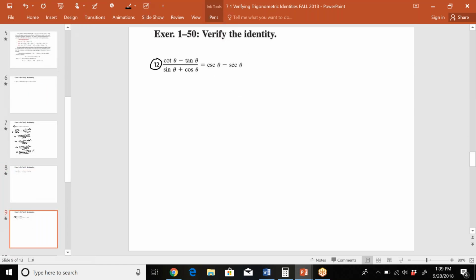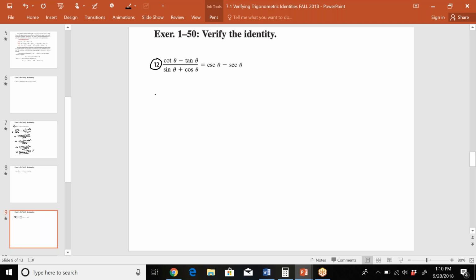Okay, for number 12, this is that feature that I was telling you about, that sometimes you see a binomial on the bottom and then it ends up on the top on the other side. So depending on how you want to work this one, you could try multiplying top and bottom by sine minus cosine and see what that gets you. Or you can try to change the cotangent and the tangents to sines and cosines. So let's try that method first.